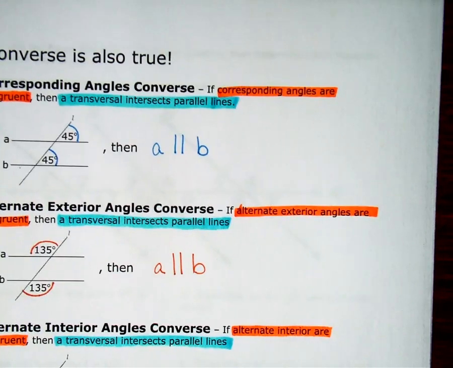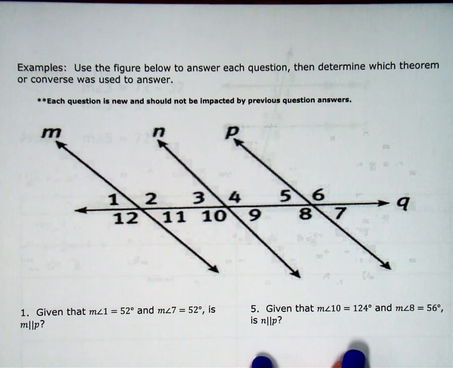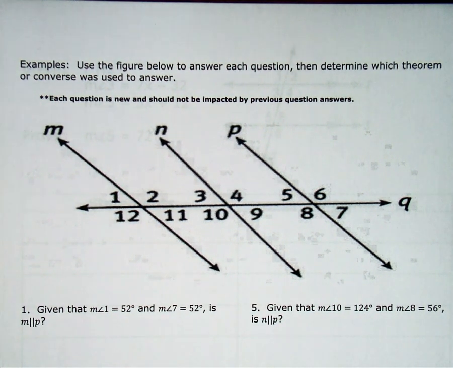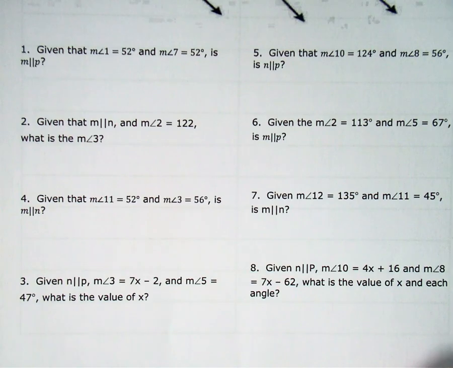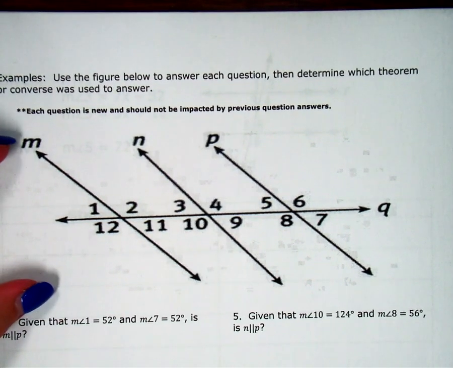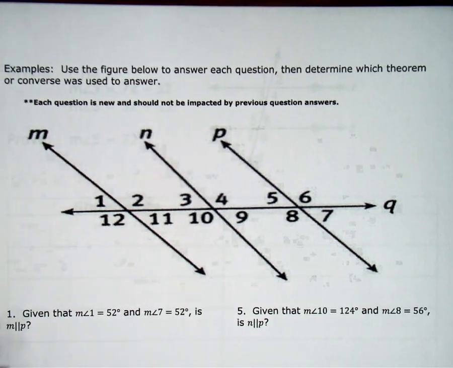Now, how do I know when to use the theorem and when to use the converse? Well, let's look at some examples. It says use the figure below to answer each question, then determine which theorem or converse was used to answer. And then it gives us a little note. It says each question is new and should not be impacted by the previous answers. And that's oftentimes how it works. When you have one figure and a bunch of questions that follow it, you take each question as if you're starting from scratch with that image. You start fresh each time.